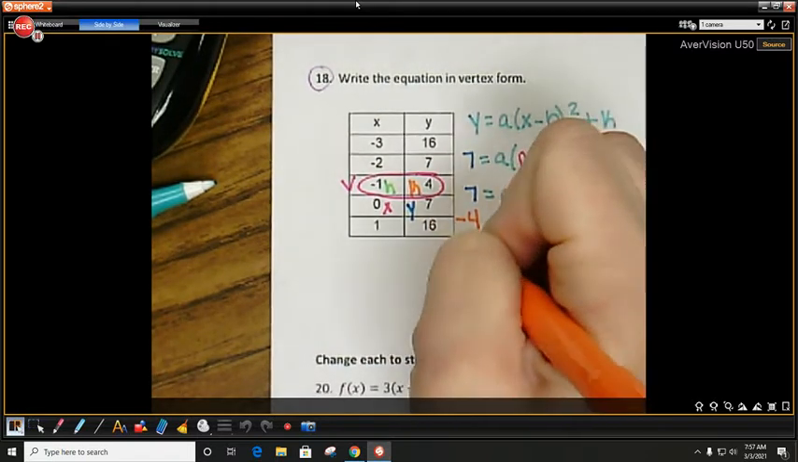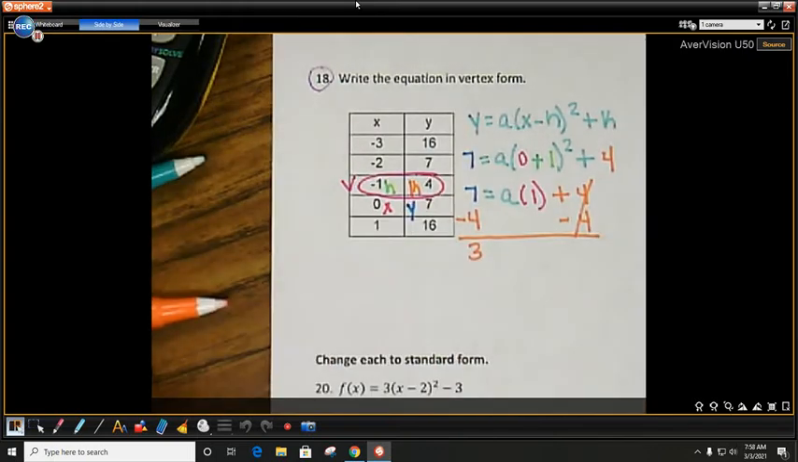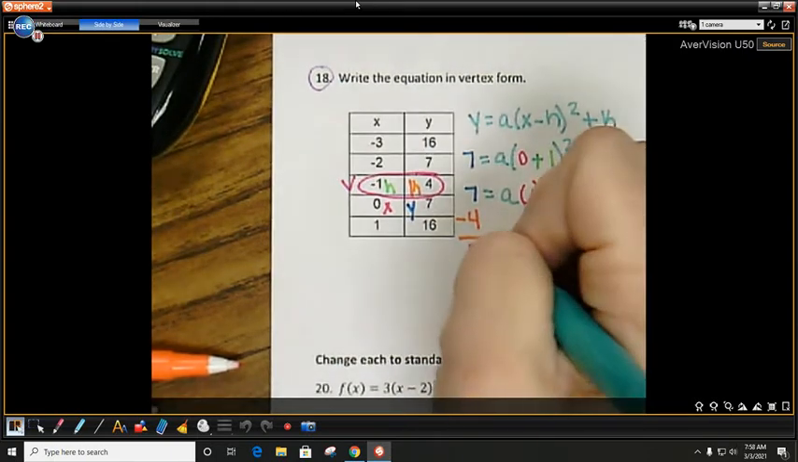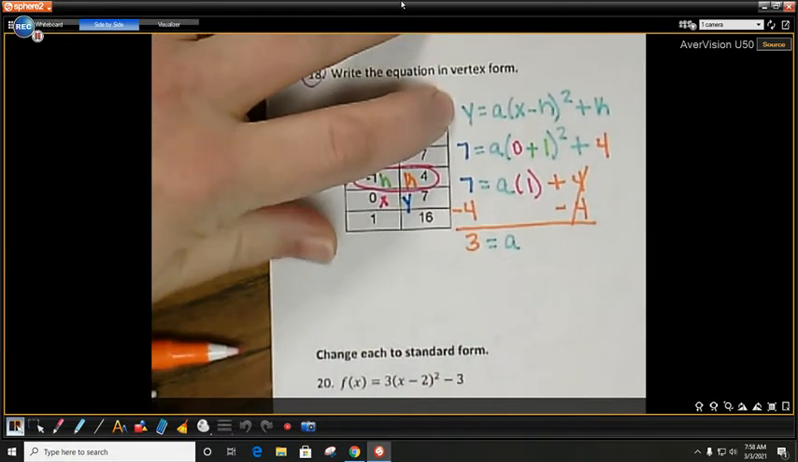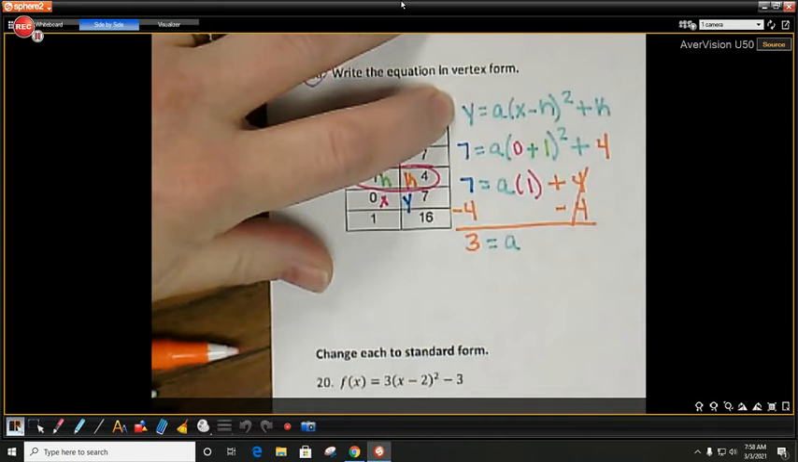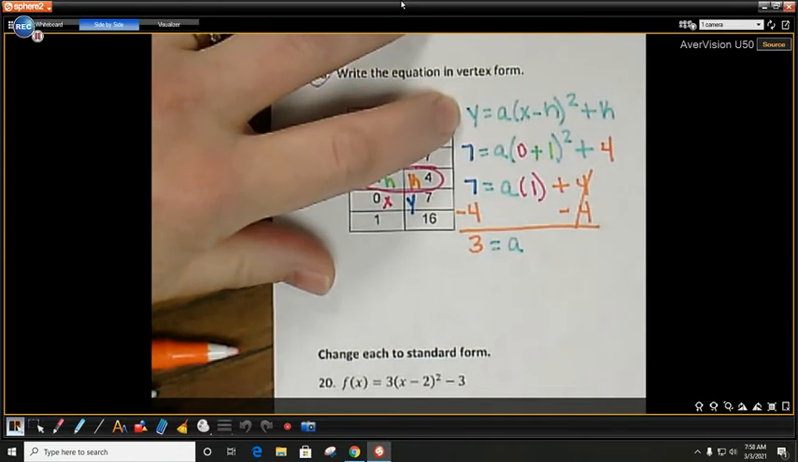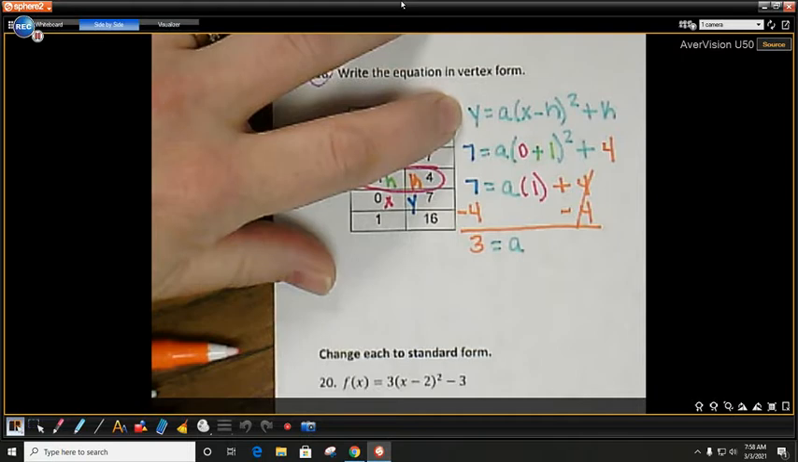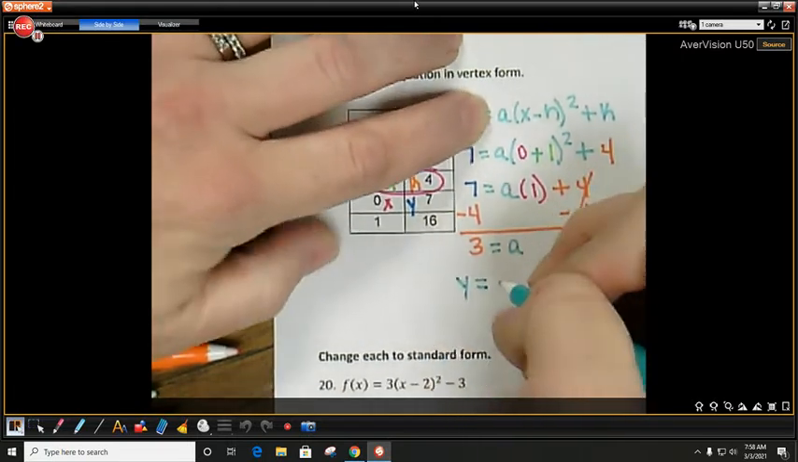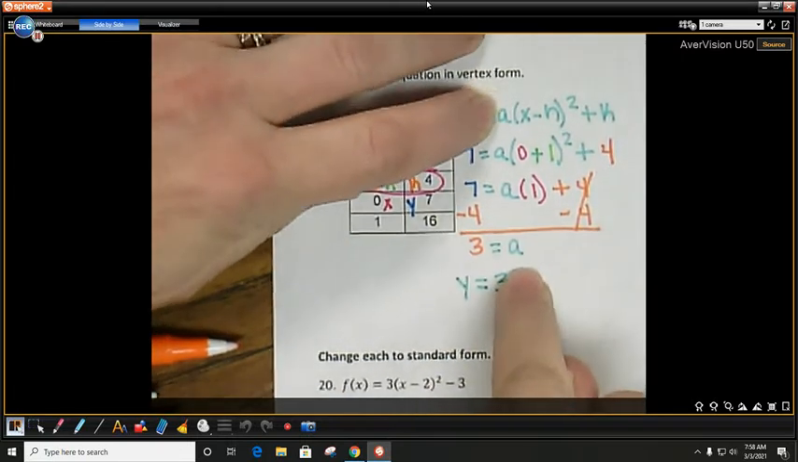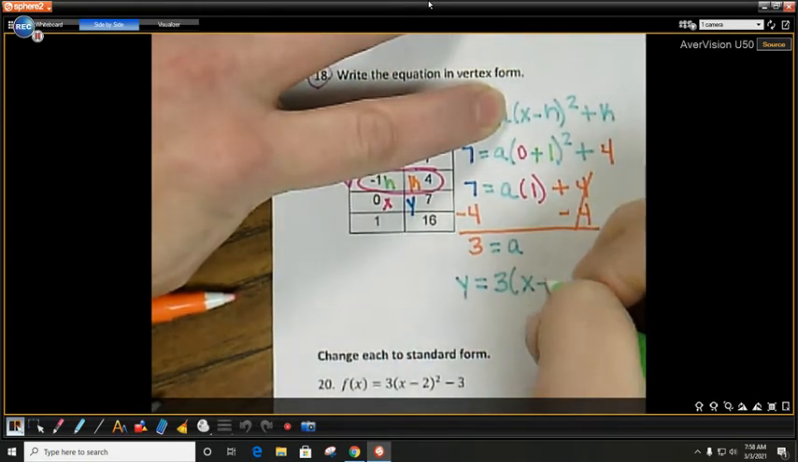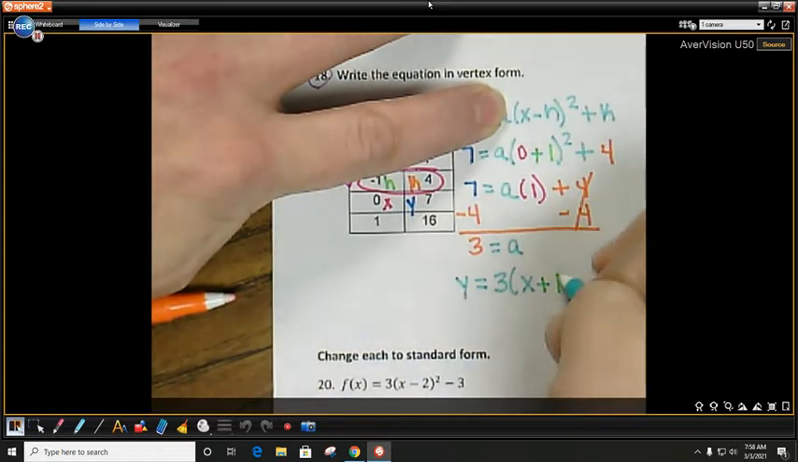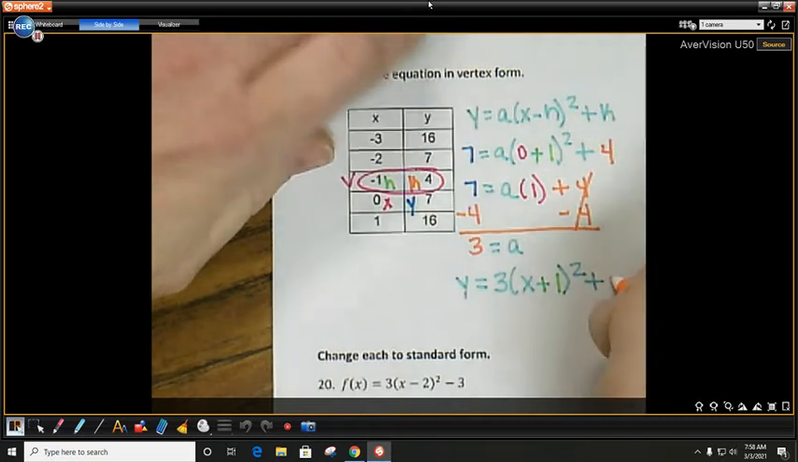7 minus 4 is 3. And then also your a times 1 is just a. So therefore, a is 3. So we're going to rewrite our equation, and we're going to leave x and y as the variables x and y. We are going to replace our a with 3, our h with negative 1, and our k with 4. So we have y equals a, which we just found to be 3, times x minus h we have labeled as negative 1, so minus a negative becomes plus 1, squared plus k, which we have k labeled as 4.